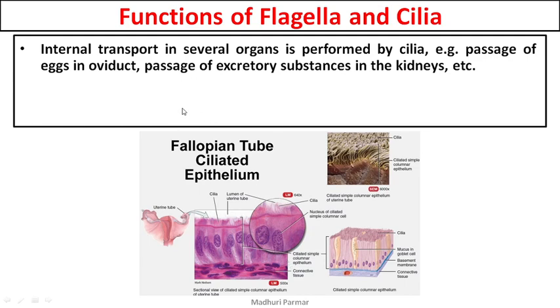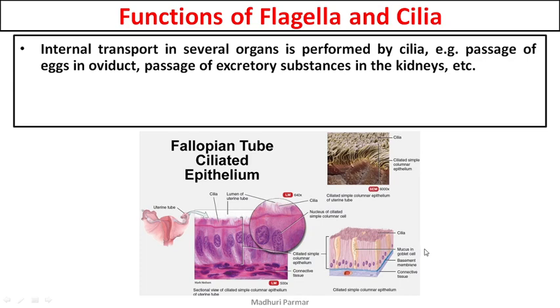It is also important for internal transport in several organs. Example, passing of eggs in the oviduct. Now, if you just see the oviduct, this is the electron micrograph. You can see a lot of cilia present here, and this is just a cross section where you are also able to see a lot of cilia present above. This is the diagrammatical representation of the same.